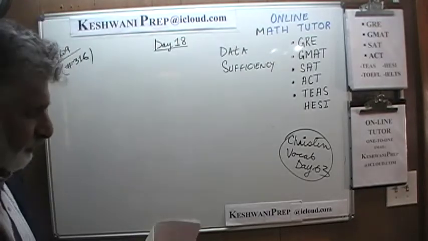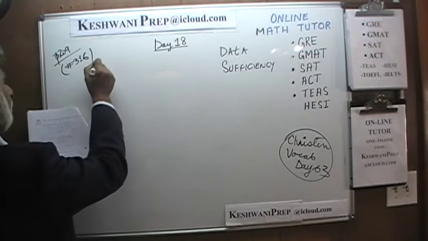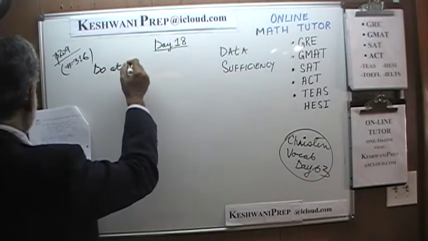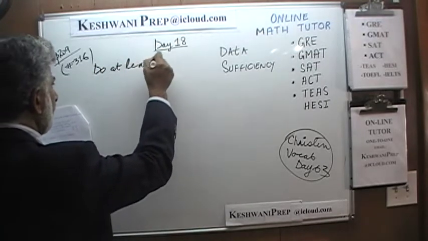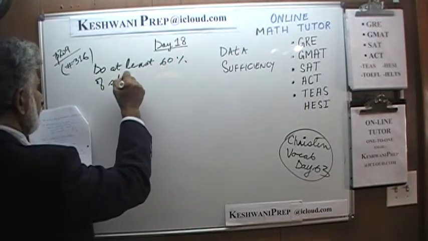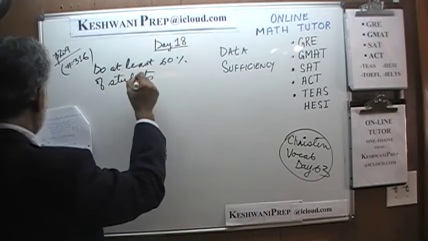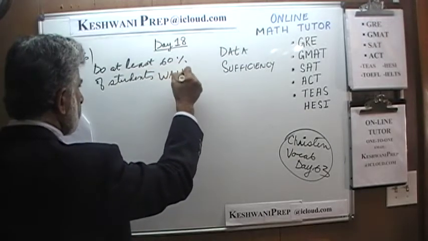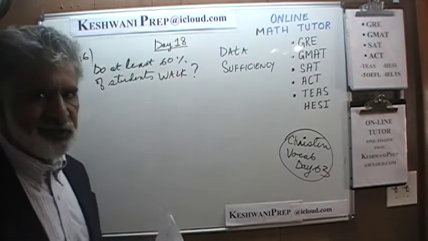Number 16 says, do at least 60% of students walk? Do at least 60% of our students walk to school? We're trying to figure out, do at least 60% of our students walk to school?